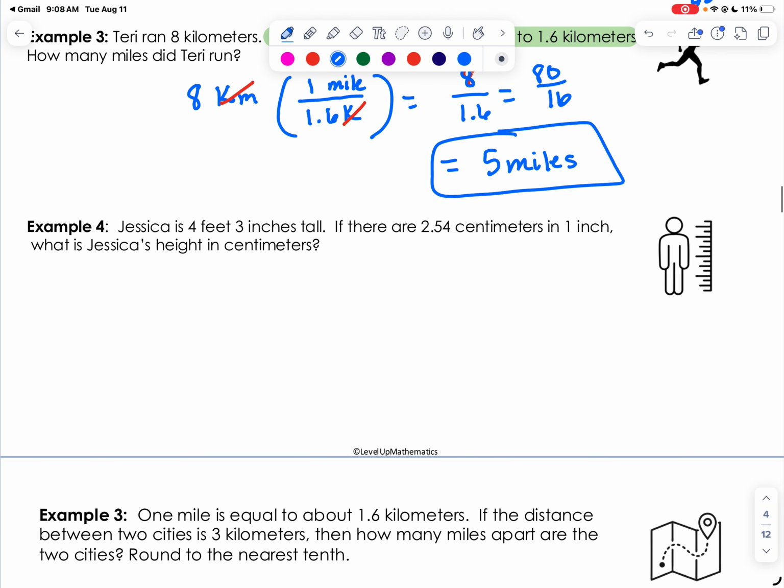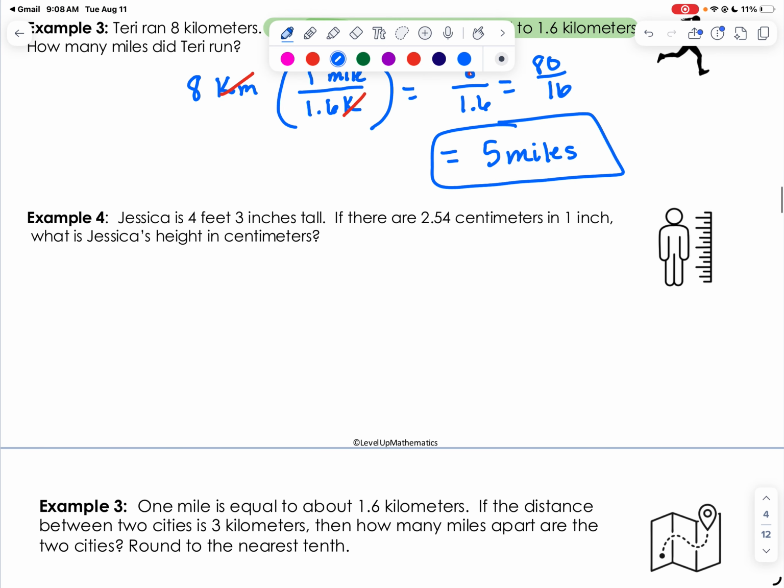All right. Jessica is 4 foot 3 inches tall. There are 2.5 centimeters in 1 inch.